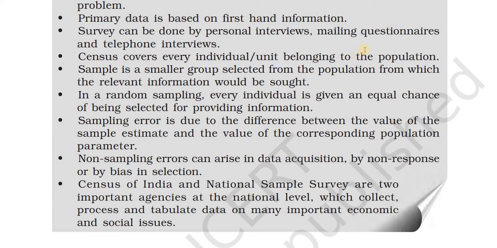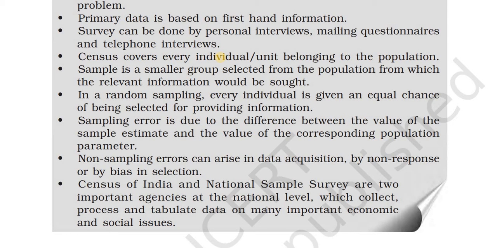Next one, census. It covers every individual unit belonging to the population. Census means we are including the whole population. Next one, a sample is a smaller group selected from the population. In random sampling, every individual is given an equal chance of being selected for providing information.